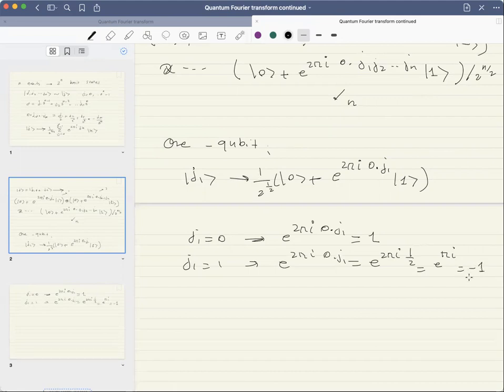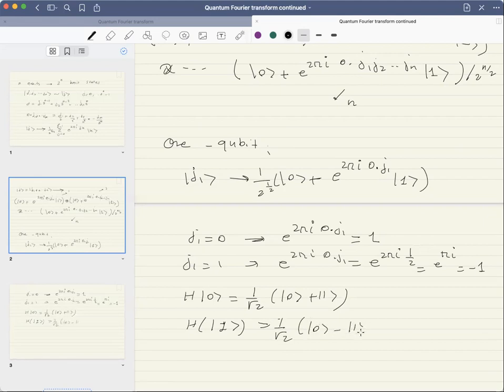So we see that here the Fourier transformation is just a Hadamard gate, because we know H times 0 is going to be 1 over square root 2, 0 plus 1. And H times 1 is 1 over square root 2, 0 minus 1. And that works, right? So if J1 is 0, we get the sum. And if J1 is 1, we get the difference. Both cases are normalized.